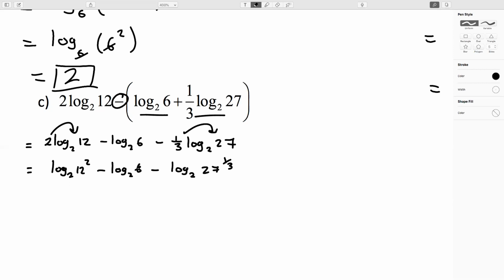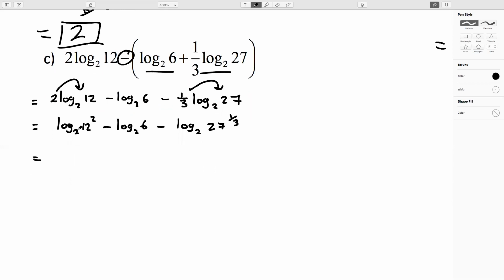or I can try and simplify what's in my brackets. I'm just going to join it all together, but you can simplify it first. So this term is going to be my numerator, so it's all in log base 2. This will be my numerator, 12 squared. This and this will be part of my denominator because they're being subtracted. So divided by 6 times 27 to the 1/3.